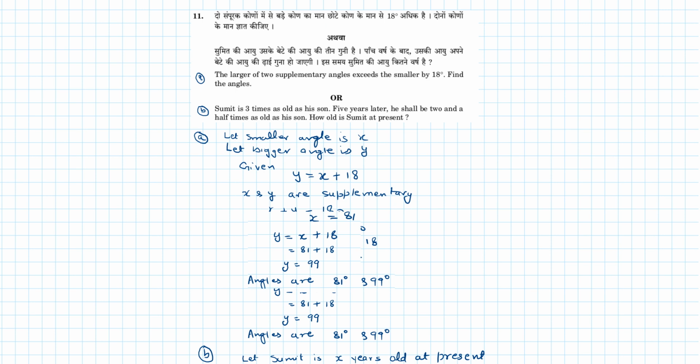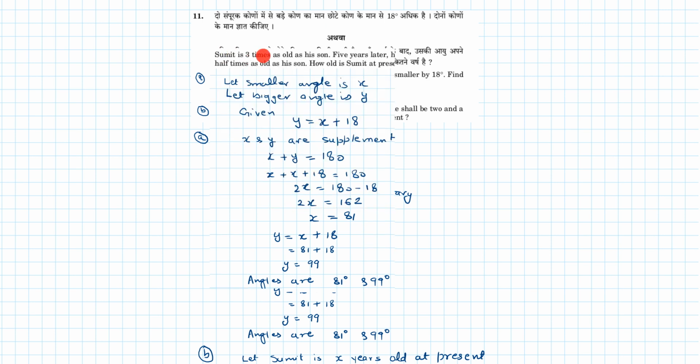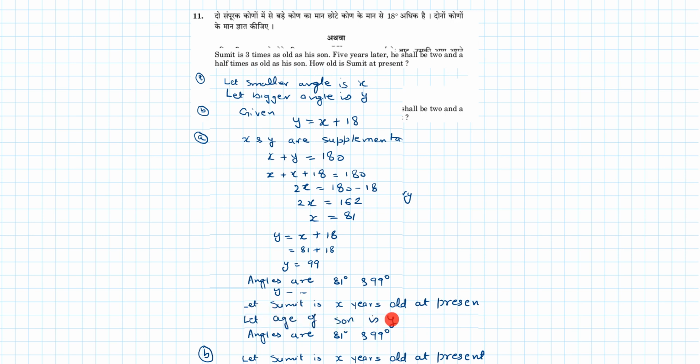Now let us come to the second part, which says Sumit is 3 times as old as his son. 5 years later, he shall be 2.5 times as old as his son. How old is Sumit at present? Whatever we have to find out, the best way is to make it a variable. So what did we do? Sumit is x years old at present. Okay, Sumit is the father now, and let the age of the son be y.